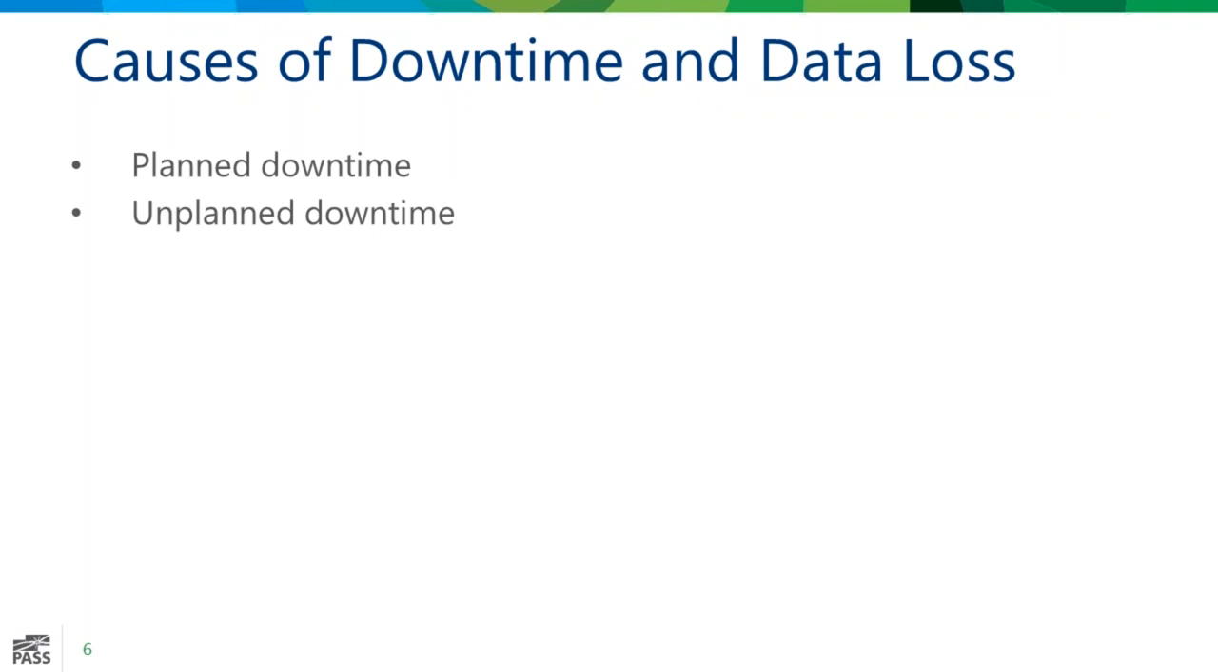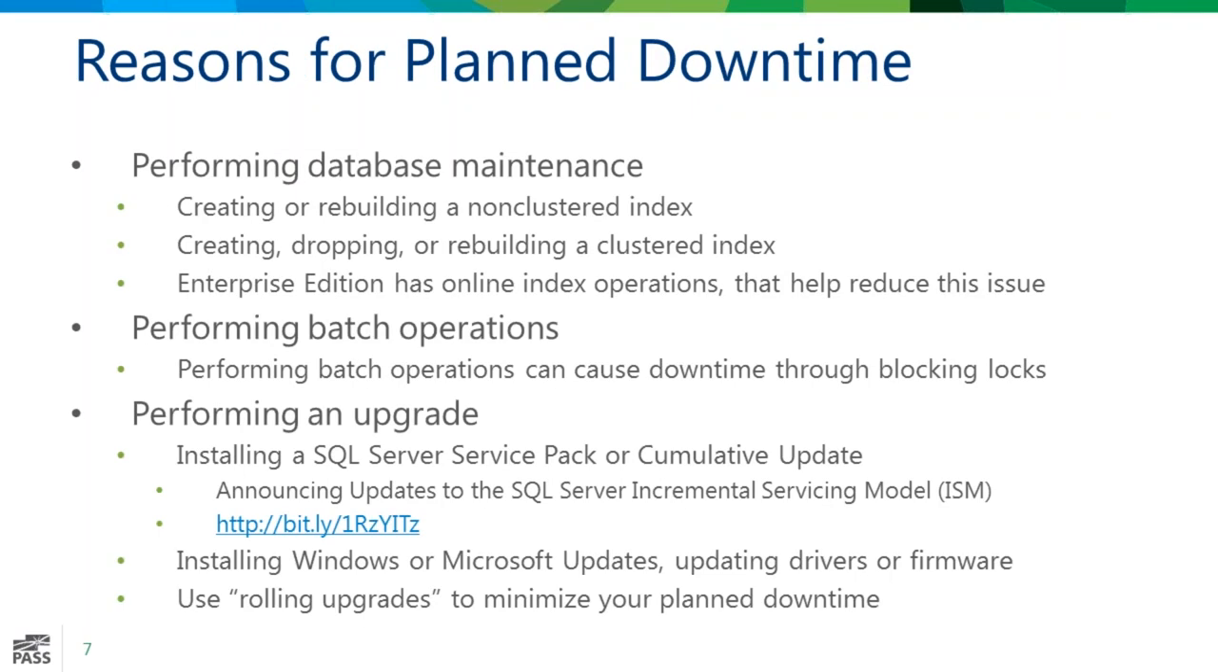So what are the most common causes of downtime and data loss? Well, you've got planned downtime and unplanned downtime. And for planned downtime, things like doing database maintenance. So something as simple as creating or rebuilding a non-clustered index on a large table can cause you to go down if you're not careful about it. And creating or dropping or rebuilding a clustered index on a large table, or non-clustered indexes in many cases, will cause you to have unplanned downtime, actually, even though we're talking about planned downtime in this instance. And SQL Server Enterprise Edition has online index operations that really help reduce this issue.